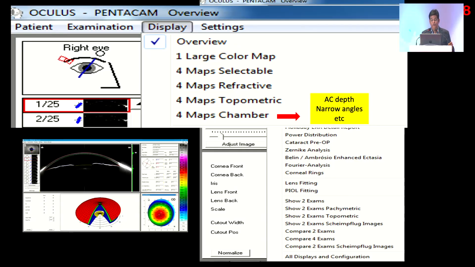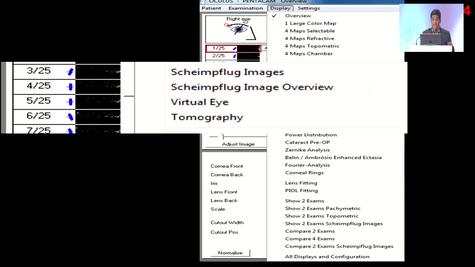And one rarely used map is the MAPS chamber, which concerns the anterior chamber depth. It helps us to plan ICL surgeries, identify patients at risk of glaucoma, follow them up after surgery, and has so many other applications.